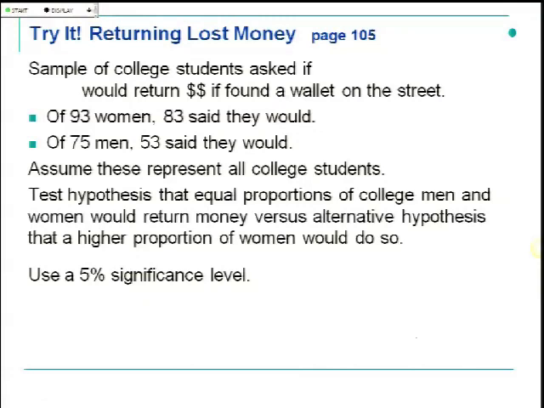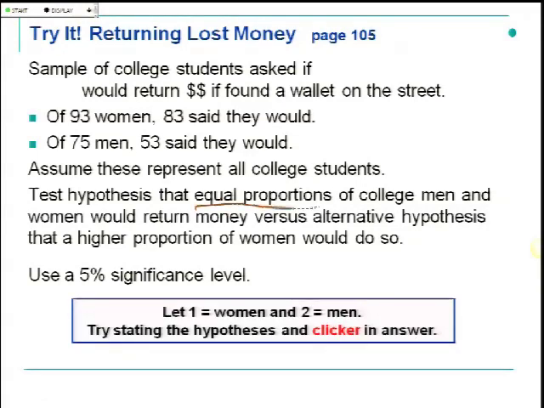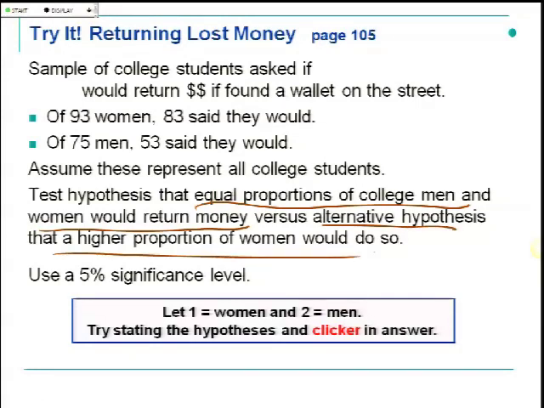All right, so here we have the results of a survey of college students. Out of the 93 women that were surveyed, 83 said they would return it. Out of the 75 men, 53. Let's assume we have representation of college student populations in general. Test the hypothesis that equal proportions of men and women would return it versus an alternative, thinking that women would be more likely. 5% level alpha is our identified significance level.